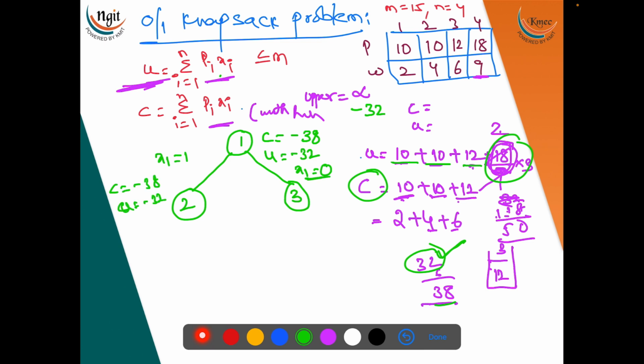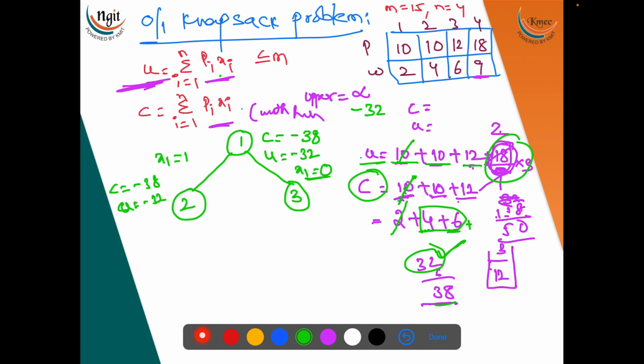Now let's see. If I don't place the x1 value, then what happens? In both u and c, you have to take out the 10. So if I cut this 10 over here, because the x1 object 10 has not been included, and this 2 also not included. Now let us calculate the cost and upper limit. So now c is equal to what? x2 object, x3 object. 6 plus 4 is 10. Still you have only 5 more kgs left.